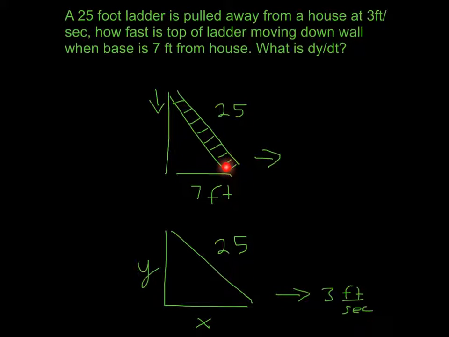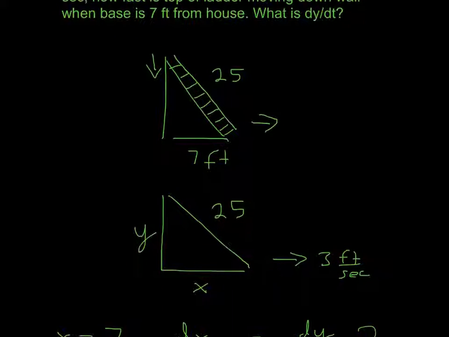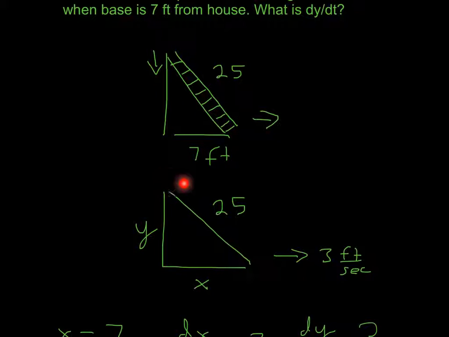If you imagine a guy here pulling, that means this is increasing and this is decreasing. So how fast is the top of the ladder moving down the wall when the base is 7 feet from the house? What that really means is, what is dy/dt? All I did was put labels for everything that's changing.